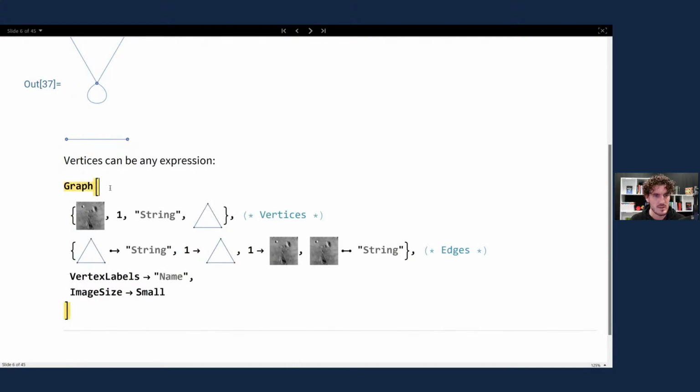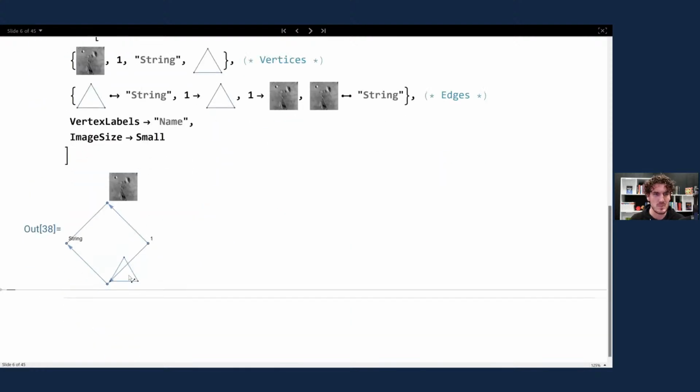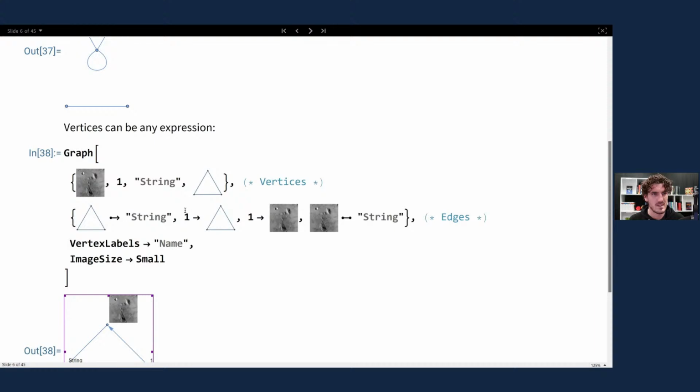And this example is quite abstract, but it just says that vertices can really be any expression, any symbolic Wolfram language expression. So here we have a graph, but one of the nodes of this graph is a graph. Another one of the nodes is a picture of the moon, and another is a string, and another is the number one. You know what I mean? So the Wolfram language does not care. It is agnostic to what you want to put as its vertices, or edge labels, really.